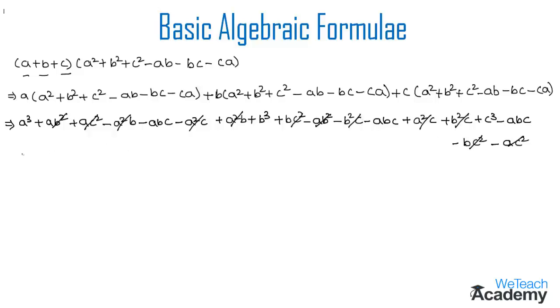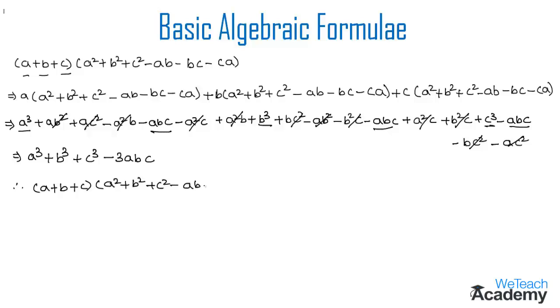So let us write over here the remaining terms. We have a cube plus b cube plus c cube. And now let us add the minus abc terms. So here we have 3 minus abc terms. By adding, we get minus 3abc. Therefore we can conclude that (a plus b plus c) into (a square plus b square plus c square minus ab minus bc minus ca) is equal to a cube plus b cube plus c cube minus 3abc.